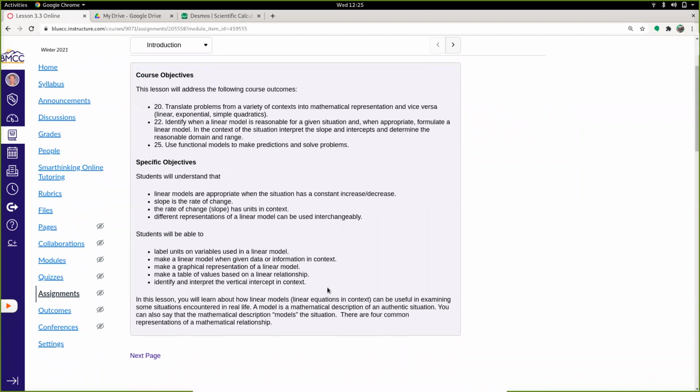So the main objectives here, I've kind of already talked about. We're going to be taking these situations and trying to write them down as equations. We're going to try and write them down as tables, and we're going to try and make some graphs out of them. We're going to decide when linear models are appropriate. And a linear model is when I have that constant rate of change, okay?